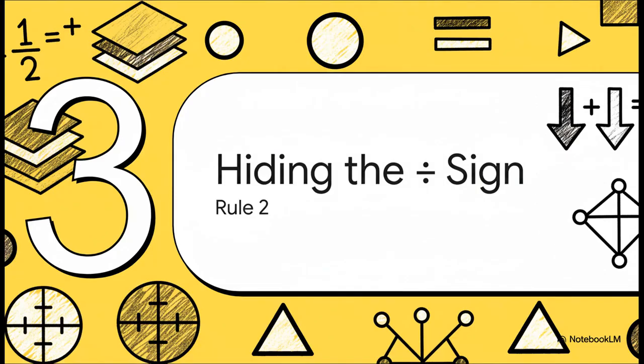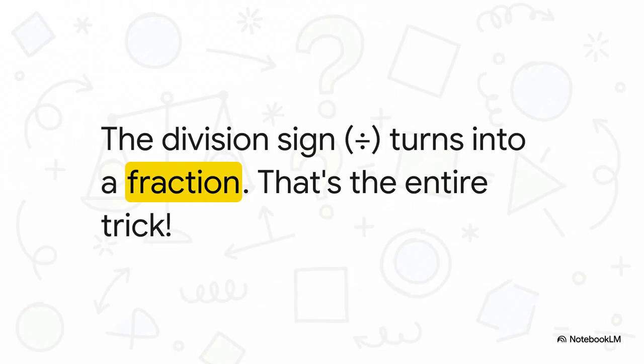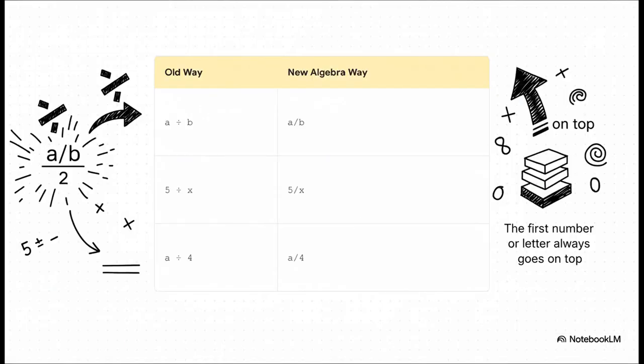So we've handled multiplication. What about division? Well, you guessed it. There's a simple rule for that too. This one might be the easiest rule of all. In algebra, we almost never use that old division symbol. Instead, we just write it as a fraction. That's the whole trick. Take a look at these. A divided by B turns into the fraction A over B. 5 divided by x becomes 5 over x. The first number or letter always goes on top. It's just a new, cleaner way to show that you're dividing.